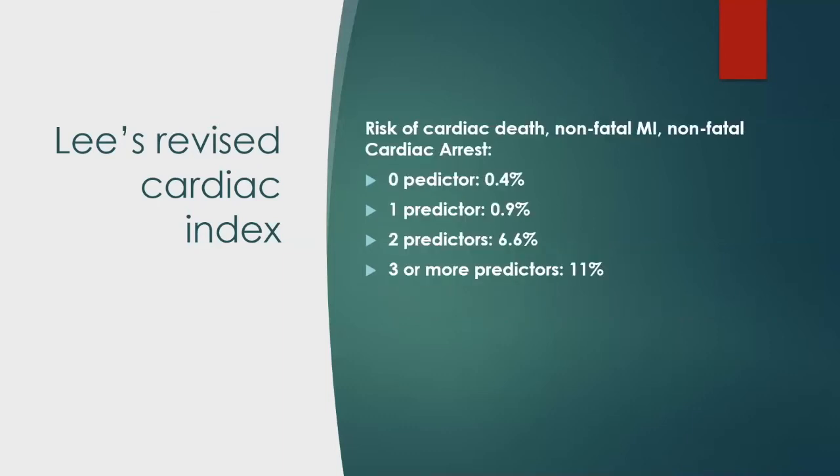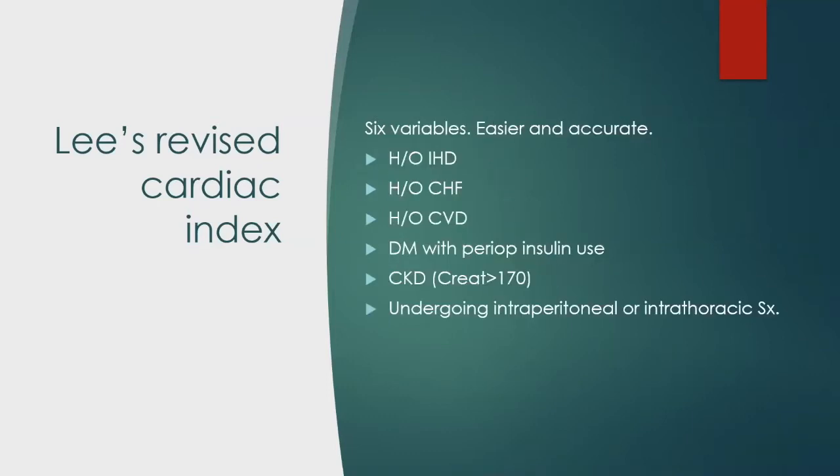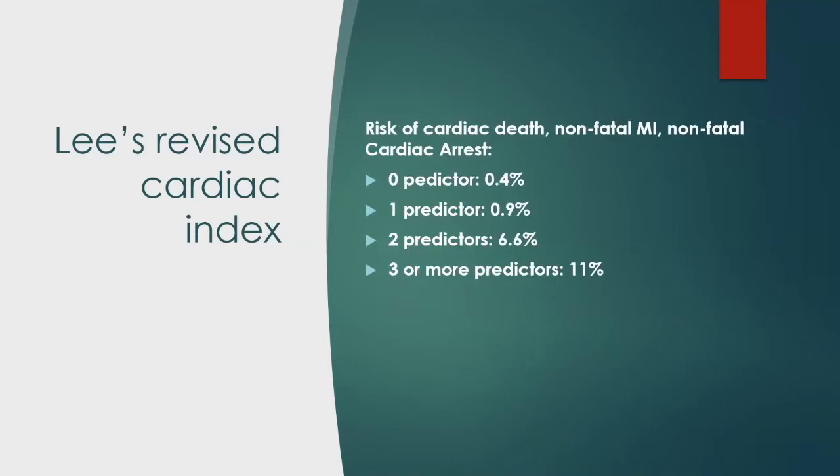Let's look at the numbers. So if we have 0 predictors present, a relatively fit and well patient undergoing a major operation, but not intraperitoneal or intrathoracic, they will have a 0.4% chance of cardiac death or non-fatal MI or non-fatal cardiac arrest. So it's self-explanatory. If you have a fatal MI, that means you have died. So your chance of dying, or chance of having a massive MI or a cardiac arrest which you survived, that kind of problem happening is 0.4%, even if you did not have any of those predictors present.